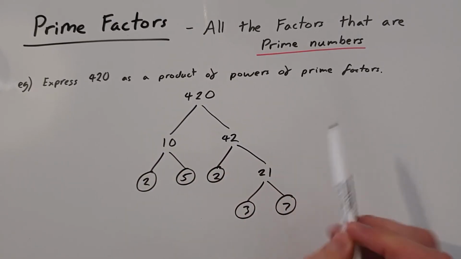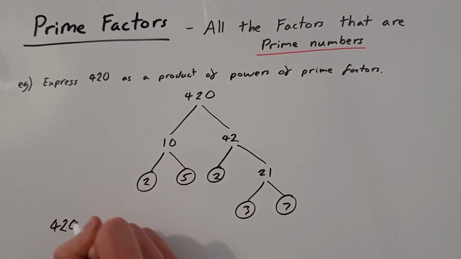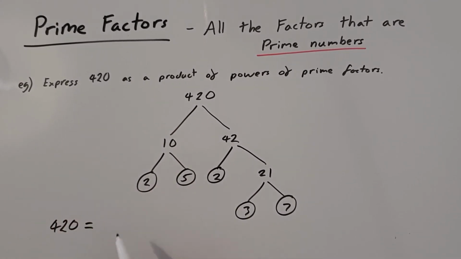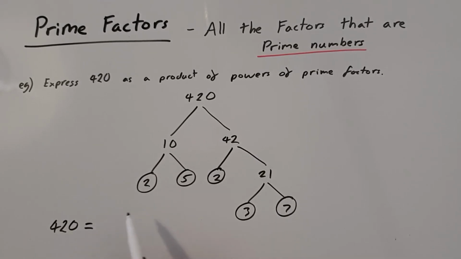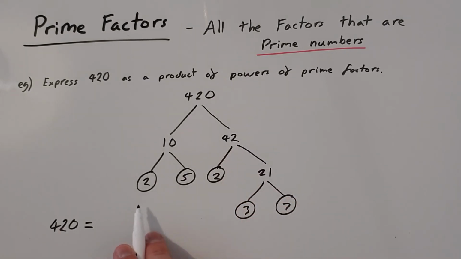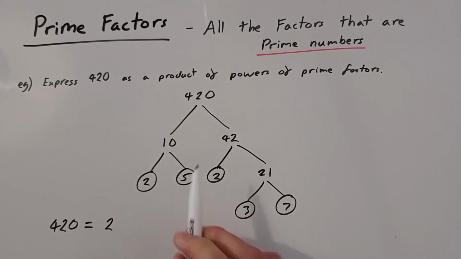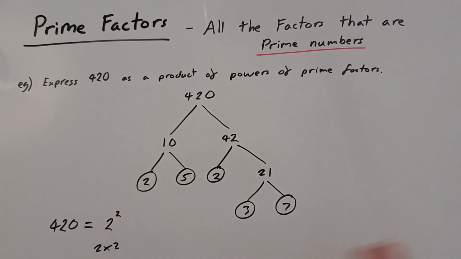So now the question asks, express 420 as a product of powers of its prime factors. So now we need to do that. So we can say 420 equals, and a product is basically all the numbers multiplied, and it is also of the powers. So for example, in this one, we've got 2 2s here. So we'll say it's 2, and because it wants the product of the powers, and we've got two 2s, we can say 2 squared, because 2 squared is the same as 2 times 2.